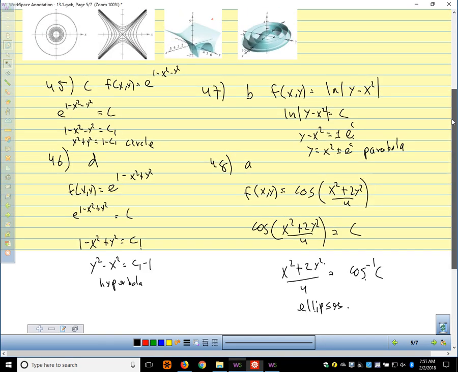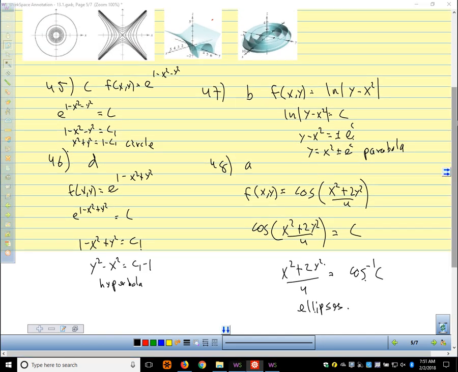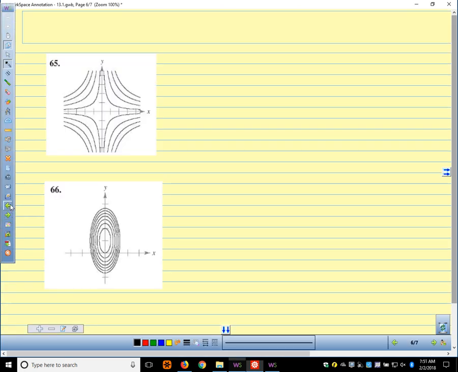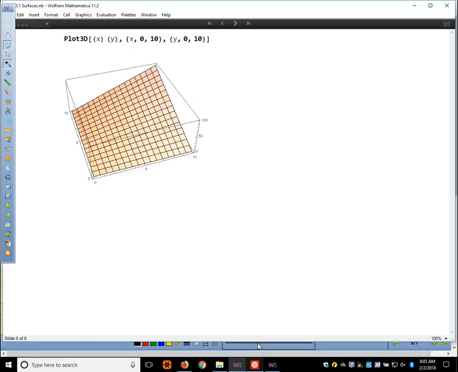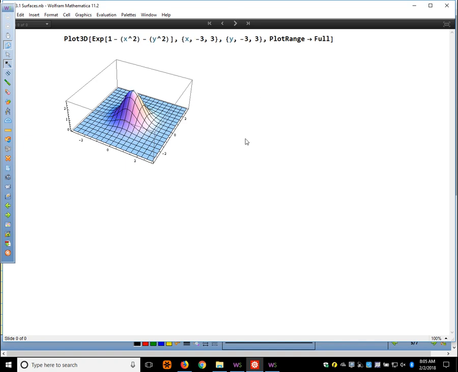So that would be the procedure. If your problem says sketch the level curves for this particular function, this is the procedure you use. And you can make a nice contour map with your level curves. All right, let me see what's on. Oh, unless I have a 3D version of these surfaces. All right. So there's that one, that first one.